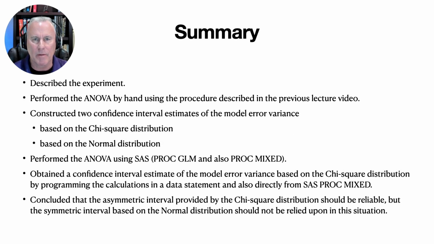So let's summarize what we've done. We described the experiment, a comparison of the yields of 4 rice varieties. We performed the ANOVA by hand using the procedure we described in a previous lecture video. We constructed 2 confidence interval estimates of the model error variance, one based on a chi-square distribution and one based on a normal distribution. We also performed the analysis using SAS, both PROC GLM as well as PROC MIXED.